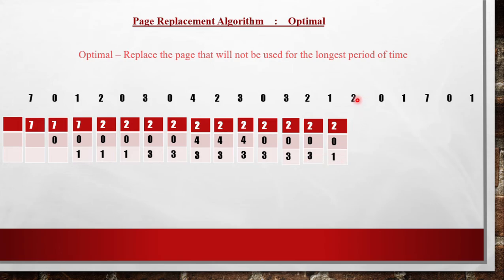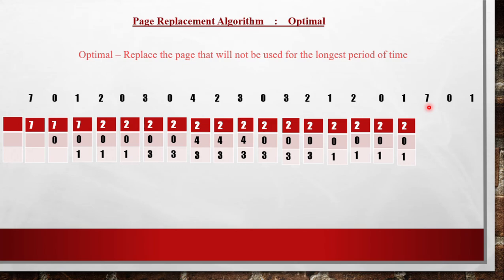Next reference is for 2. 2 is already present, so it is a hit case. There will not be any change in the frame; it will remain as it is. Next reference is for 0. 0 is already present, so no change in frame. We repeat the same frame. It is also a hit case. Next reference is for page 1. Page 1 is also present, so this is also a hit. It means the page required is already present in the memory.